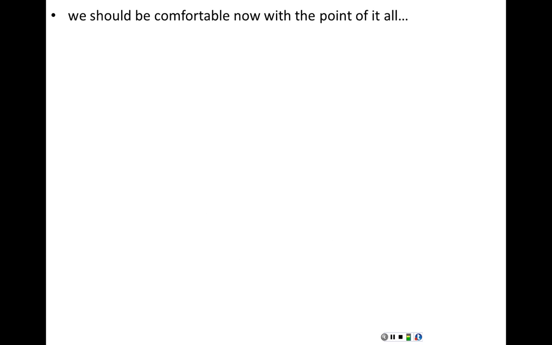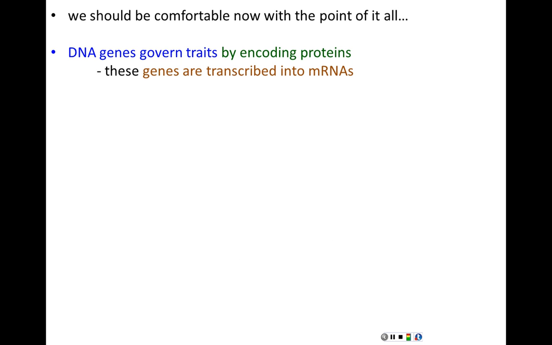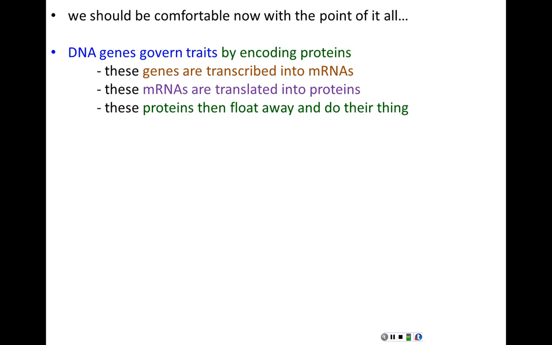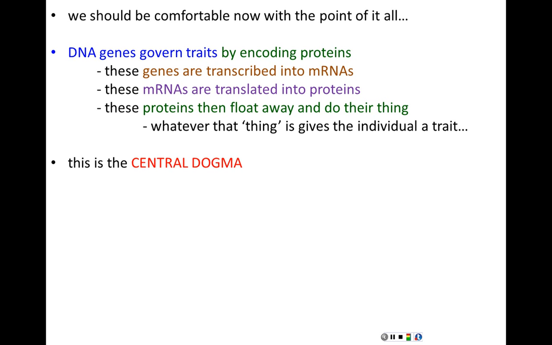Hopefully by now, after watching the last lecture, everybody is comfortable with the whole point of everything. The idea that genes do govern and control traits, but they do so indirectly by encoding proteins. What happens is that the DNA genes are transcribed into messenger RNAs. The messenger RNAs are then translated into proteins. The proteins float away from the cellular machinery and do whatever it is that that protein was meant to do. The proteins are the doers, the machines of the cell. So once the protein is made, it is free to do that thing. Whatever that thing that the protein should be doing is, that activity gives the cell a new individual trait.